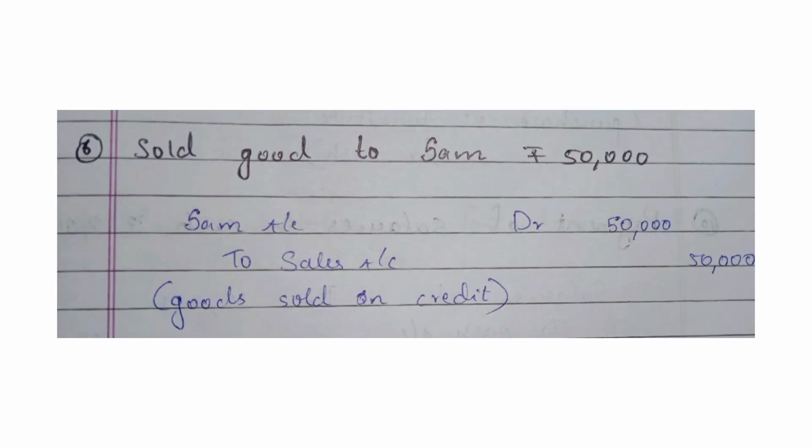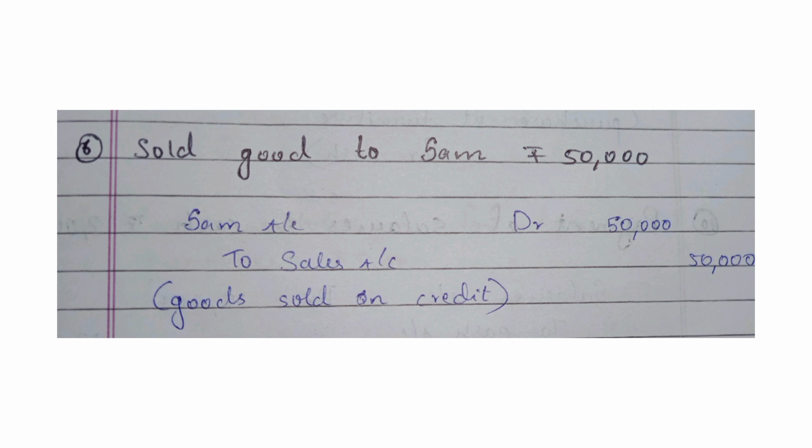Fine. The next one is sold goods to Sam rupees 50,000. The name of the person is given directly, right? So we'll be taking that name as an account. Sam account debtor to sales account. We know sales will always be credited. We have sold the goods to Sam, but Sam has not paid the amount right now. So he'll be paying it at a future date. So Sam is called debtor for us.